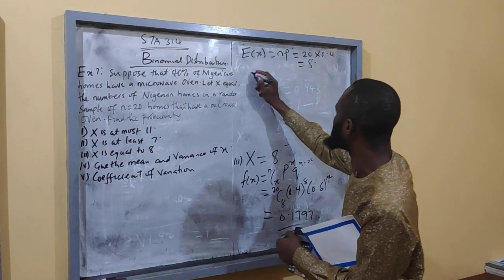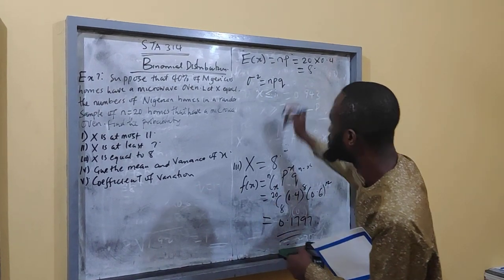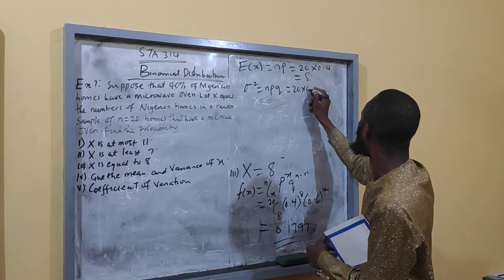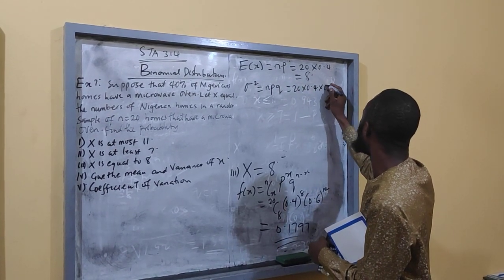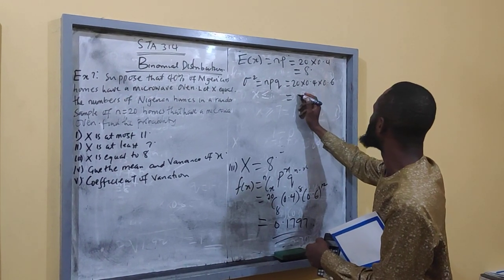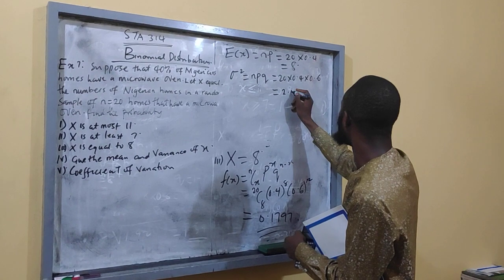Why the variance? Variance is NPQ. And what is that? 20 times 0.4 times 0.6. This will give me 2.4. That is 8 times 0.6. This is 2.4.